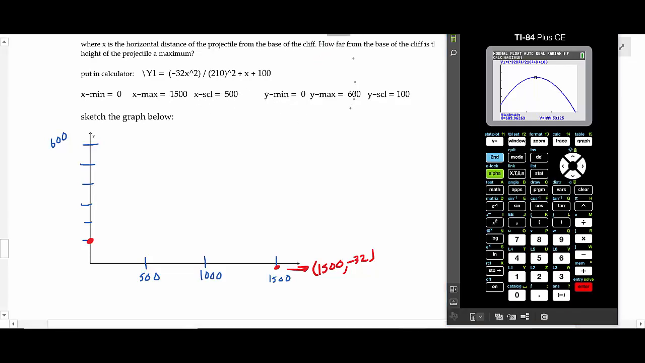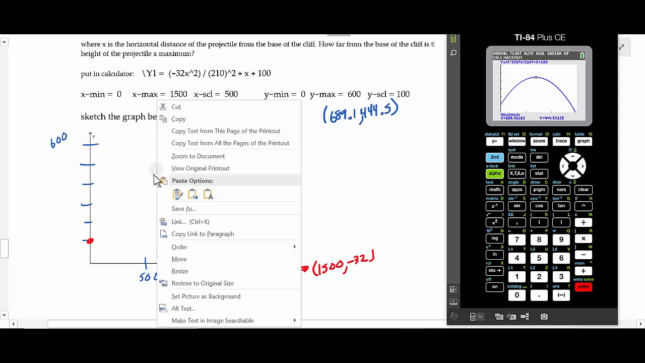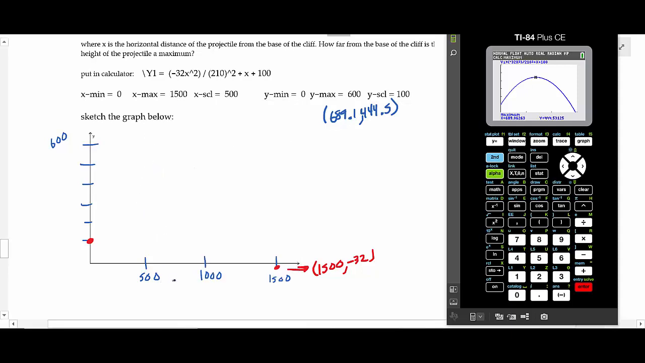Okay, so I'm going to write that down and just let's round that to like 689.1 and 444.5. Okay, like that. And then just estimate it. It doesn't have to be perfect. Just kind of get a ballpark idea of where that goes. So it's going to be over 600, somewhere in there, up kind of in that range. And then you can connect that like that. Okay? So that would be the vertex like that.